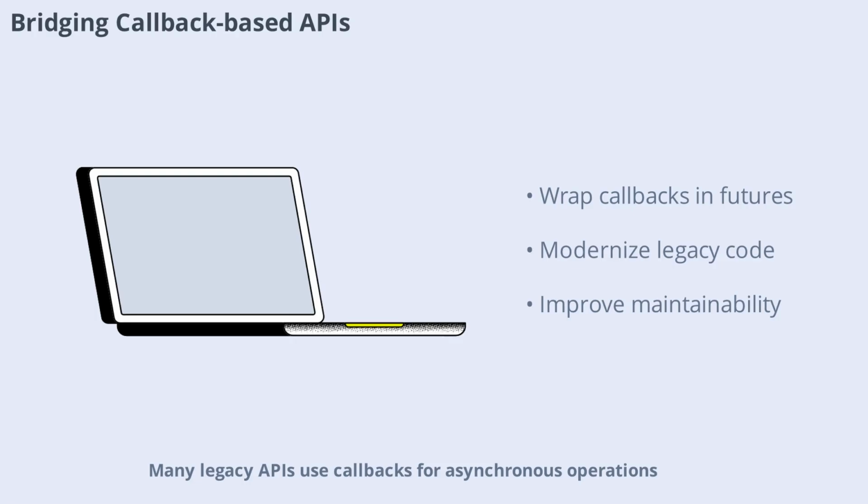Many legacy APIs use callbacks for asynchronous operations. CompletableFuture makes it easy to bridge these into a more modern, fluent, and composable model. By wrapping callback results in CompletableFutures, you can integrate old and new code seamlessly, improving maintainability and readability.